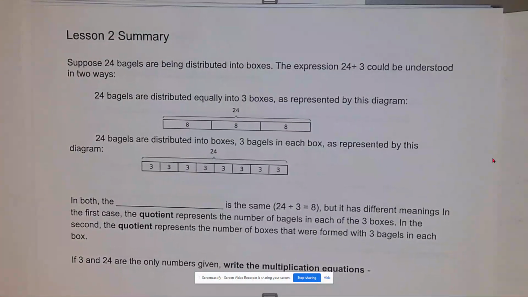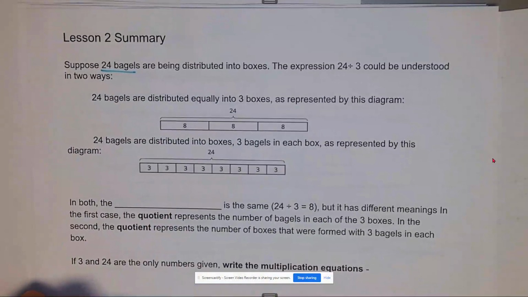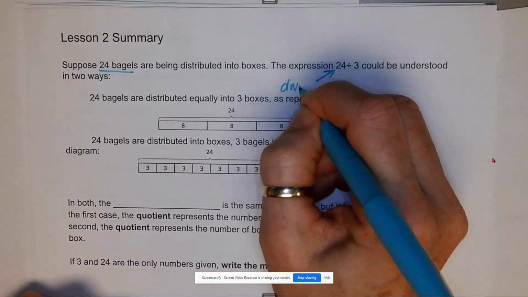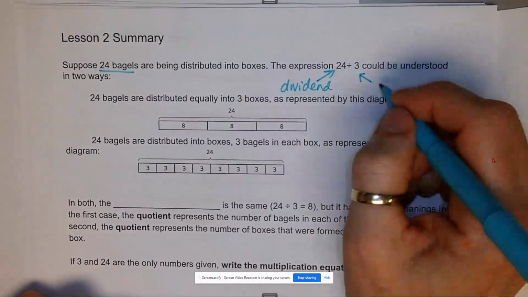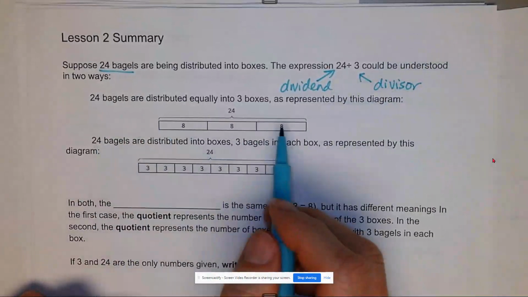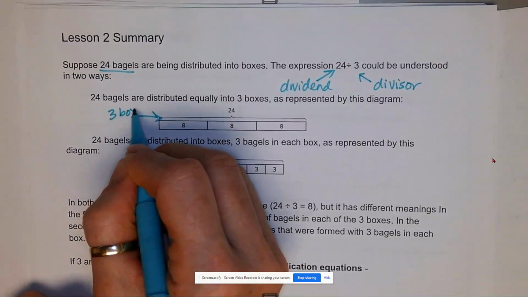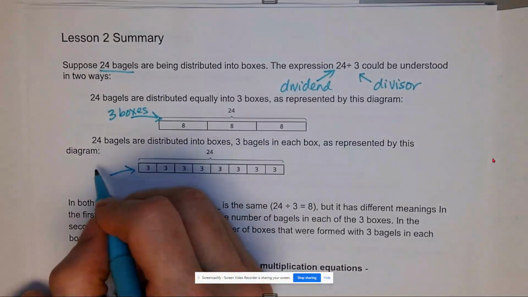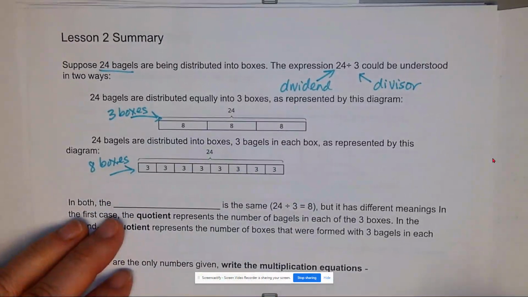All right, lesson 2 summary. We have 24 bagels. We're putting them in the boxes. 24 divided by 3. Well, 24 is our dividend. And what is the name of the 3? Divisor. This is showing 3 boxes with 8 in each box. This is showing 8 boxes with 3 in each box.